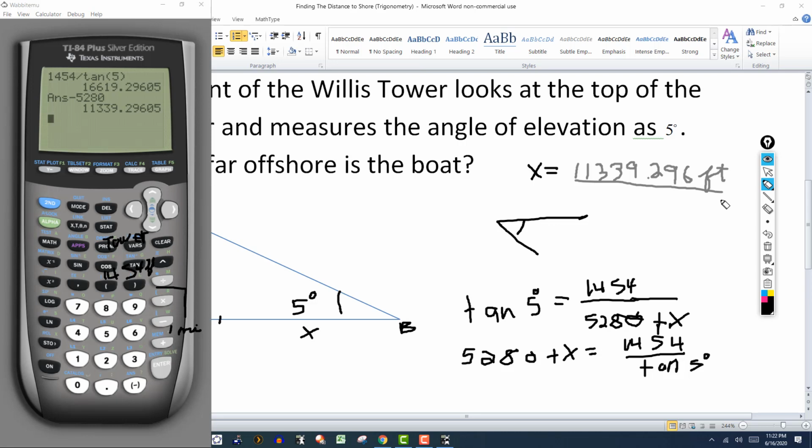Now, if you want the answer in miles, we simply divide this by the number of feet in a mile, which is 5,280, and we get 2.15, and that's in miles. But when you're working these word problems, again, solve it with the same units. So if you have one unit in miles and one in feet, convert everything to one, either miles or feet. Here, we converted to feet. So I can give the answer either in feet or in miles, depending on what they ask for.